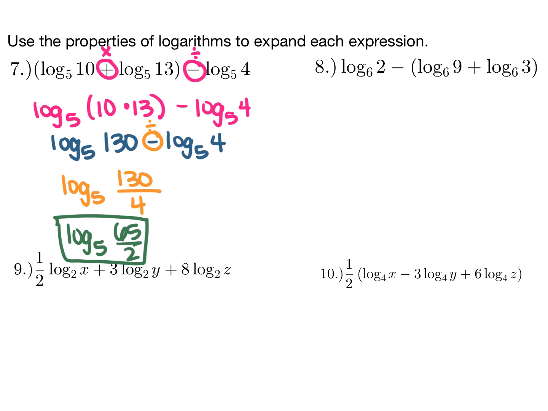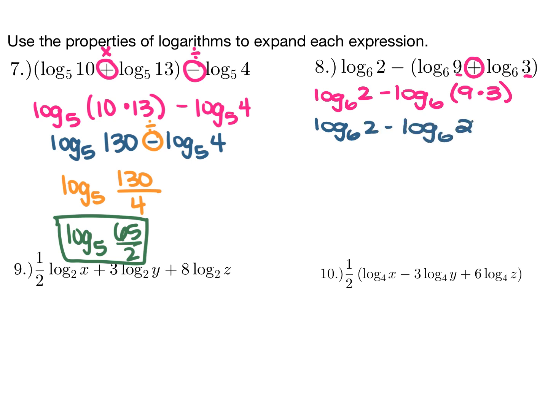For number 8, you have log 6 of 2 minus log 6 of 9 plus log 6 of 3. Simplify the addition first, so multiply your 9 and your 3. This is going to give you log 6 of 2 minus log 6 of 9 times 3, which is 27. So log 6 of 2 minus log 6 of 27 will then simplify with division to give you log 6 of 2 over 27.